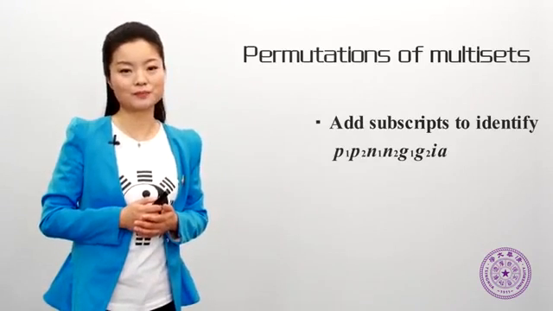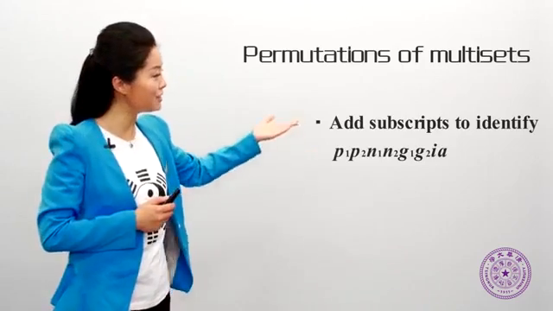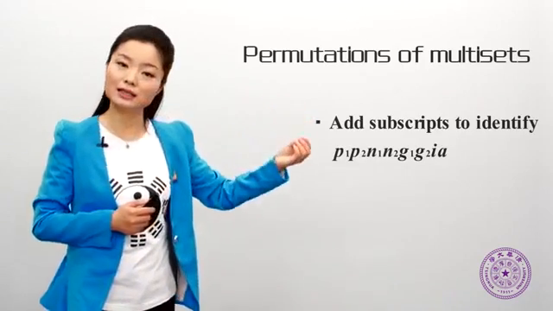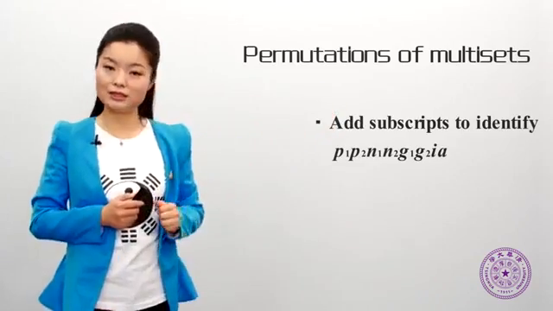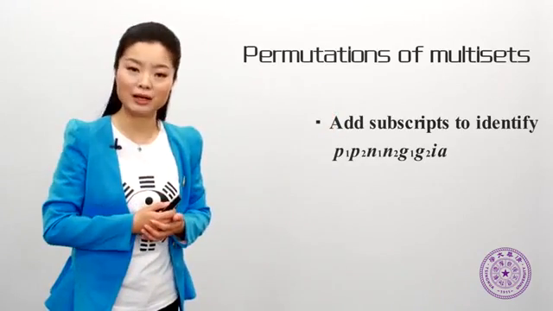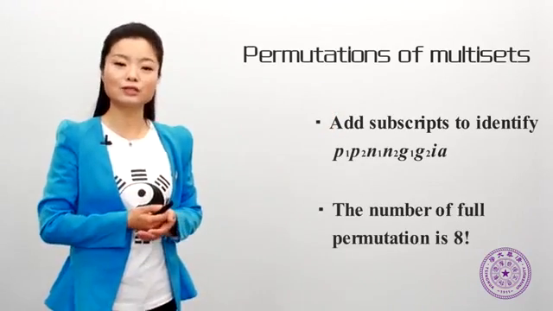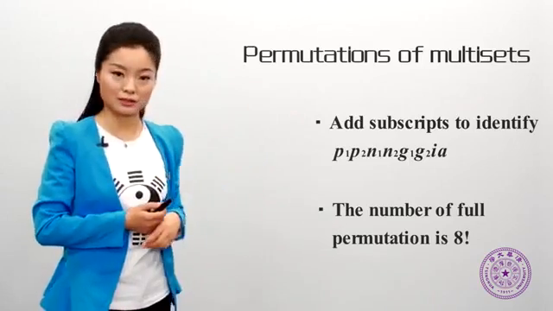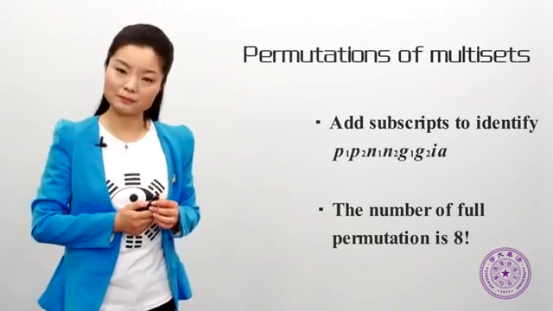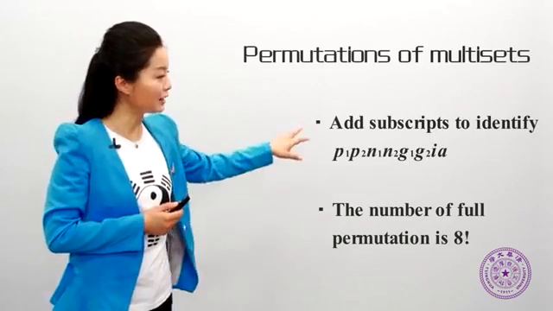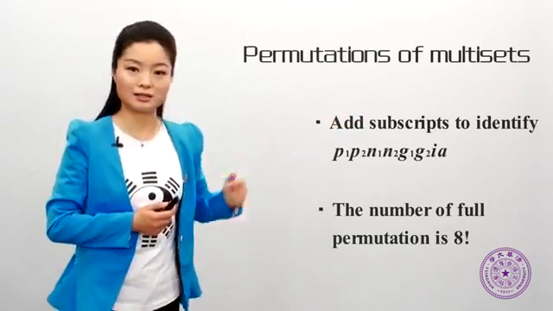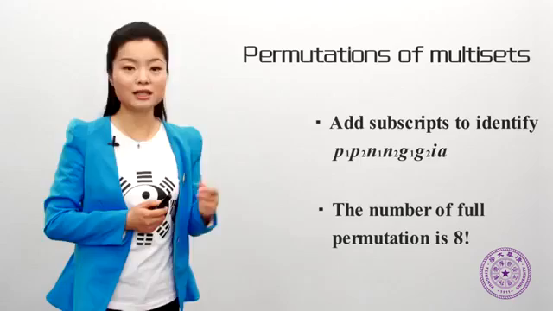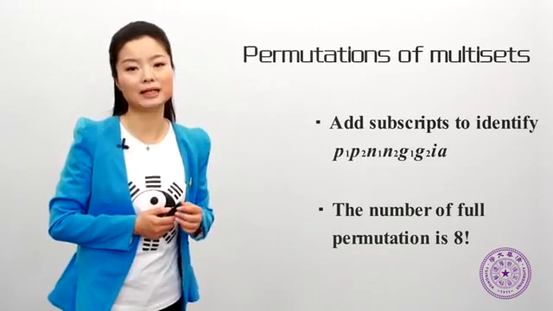Well, we label the 2 P's as P1 and P2, N1 and N2, G1 and G2, and I, O. Now we just calculate the permutations without repetitions, and the result should be 8 factorial. What's the redundancy rate? For P, there are 2 P's, so it's 2 factorial. N, 2 factorial. G, 2 factorial. So now we could deal with permutation of multisets.